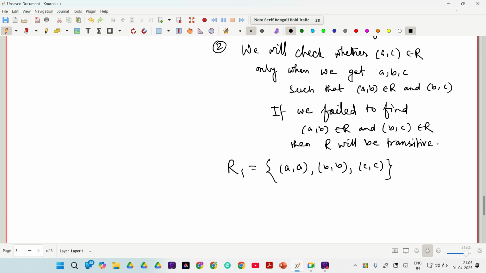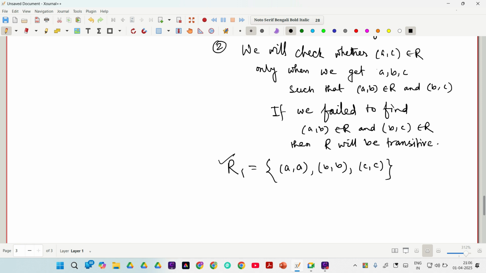Okay, so I have already told that R1 is a transitive relation. Prove me wrong if you can. So can you explain the last point, the second point? Are you telling me to explain that?